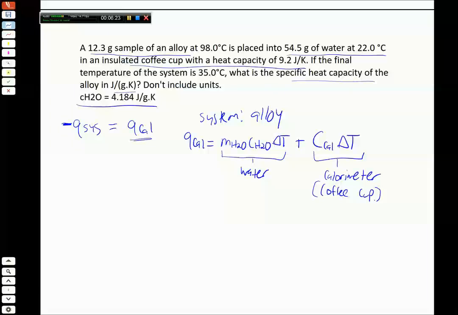Alright, so that's kind of the situation here. We're going to lose some heat from the alloy. The alloy is initially at a higher temperature, so when we place it into the water, it's going to transfer heat to the water, and then the heat that's transferred is going to be absorbed both by the water and the calorimeter itself, so we have to add those two contributions together.